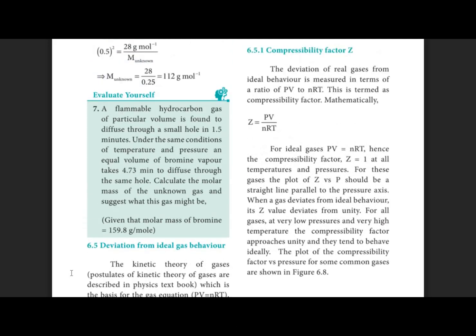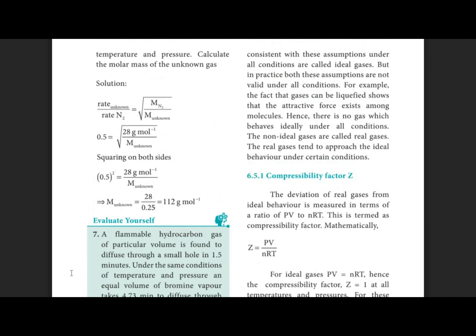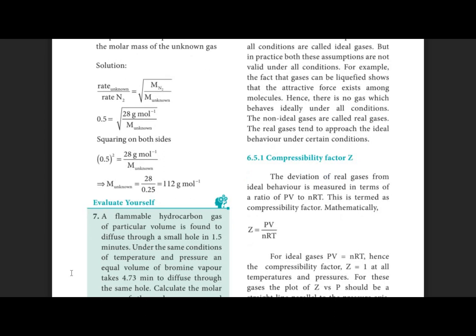Gases whose behavior is consistent with these assumptions under all conditions are called ideal gases. But in practice, both these assumptions are not valid under all conditions. For example, the fact that gases can be liquefied shows that attractive forces exist among the molecules. Hence, there is no gas which behaves ideally under all conditions. The non-ideal gases are called real gases. Real gases tend to approach ideal behavior under certain conditions.